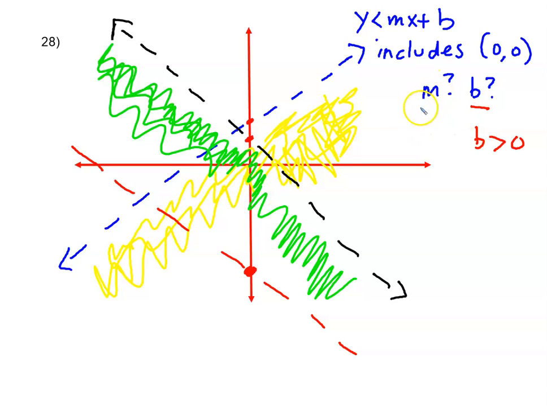Now what about M, the slope? Well, we've got possibilities. We could have a slope that's negative. We could have a slope that's positive. So M could be either one. It could be a positive slope or a negative slope.